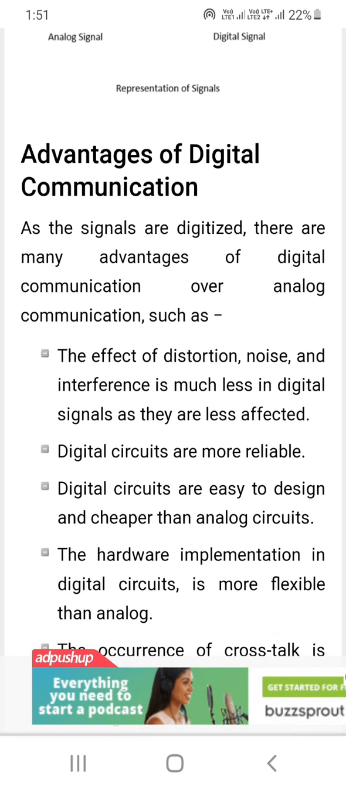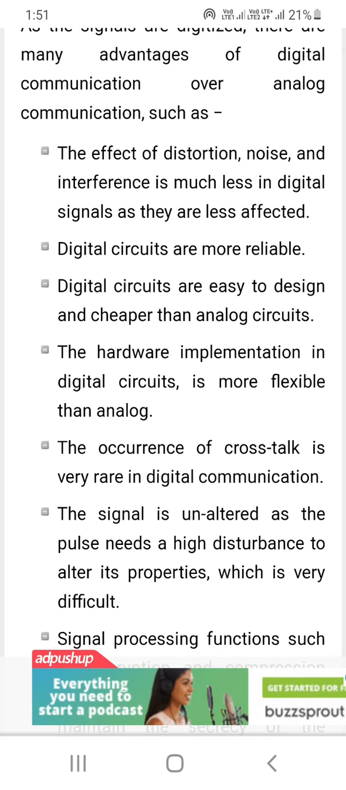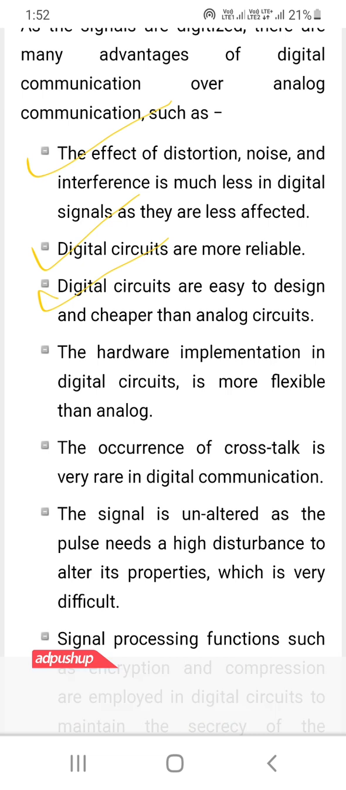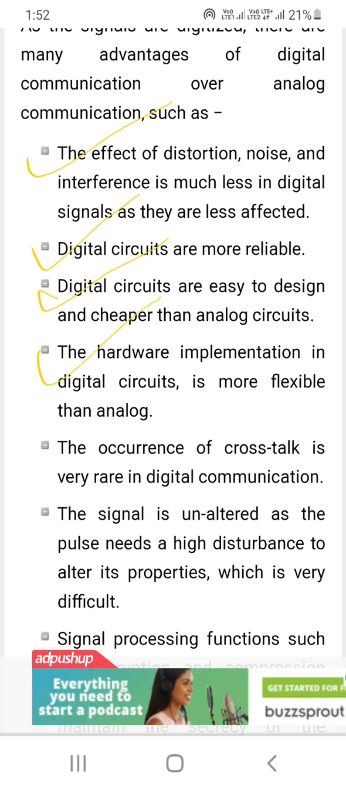Advantages of digital communication: as the signal is digital, there are many advantages over analog communication. The effect of distortion, noise, and interference is much less in digital signals as they are less affected. Digital circuits are more reliable. Digital circuits are easy to design and cheaper than analog signal circuits. The hardware implementation in digital circuits is more flexible than analog.